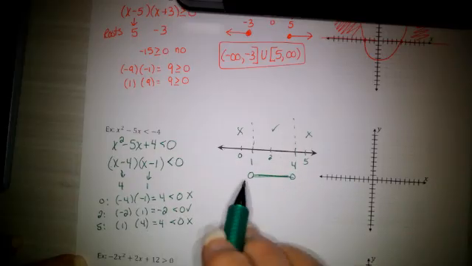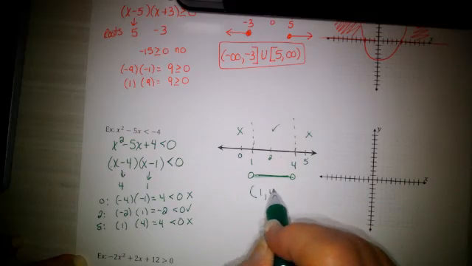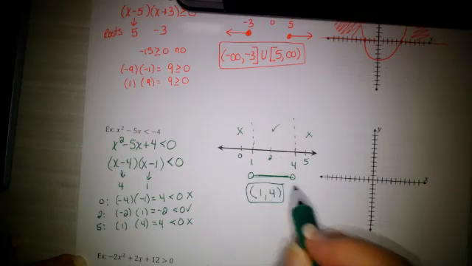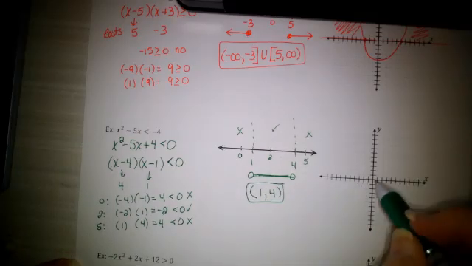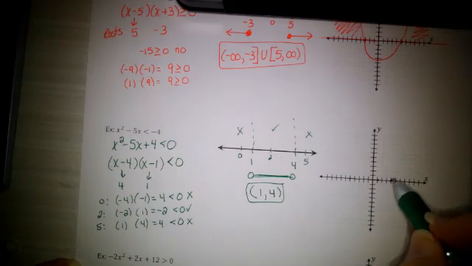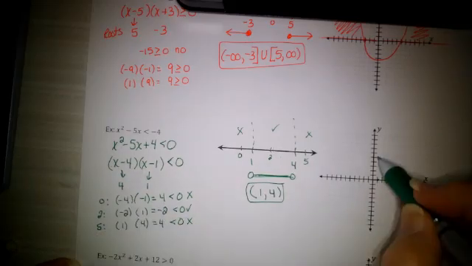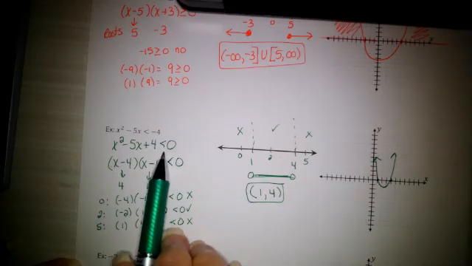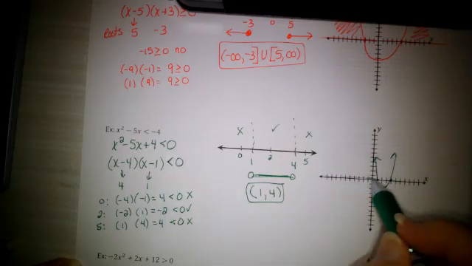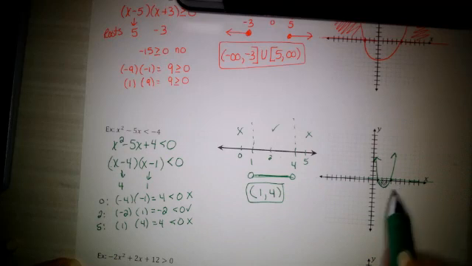So in our inequality notation, that's just 1, 4. And the same thing would have happened over here if we had graphed it. Because the a value is positive, it's going like this. We want to know which part is less than 0. So here's 0. The part of the graph that's below 0 is that little section in between.